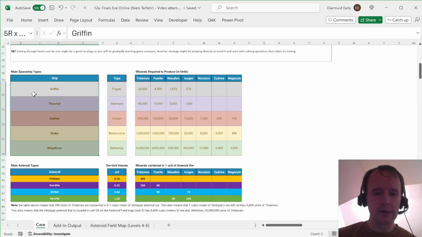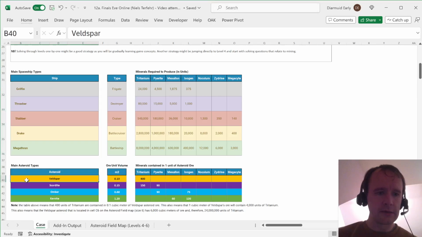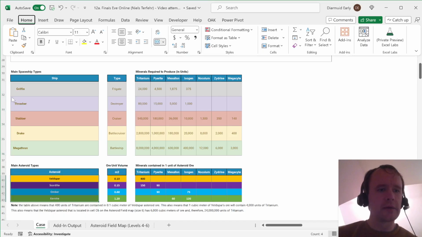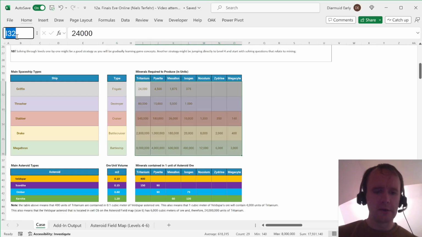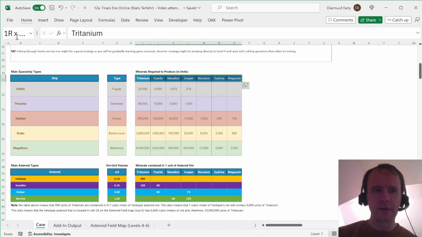First thing I'm going to do is unmerge the list of ships and the list of asteroids. I'm going to name this SH list for ship list. I'm going to name this thing here SH min for ship minerals. I'm going to name this min list for minerals list, and I'll come back to the asteroids later because I don't need those just yet.